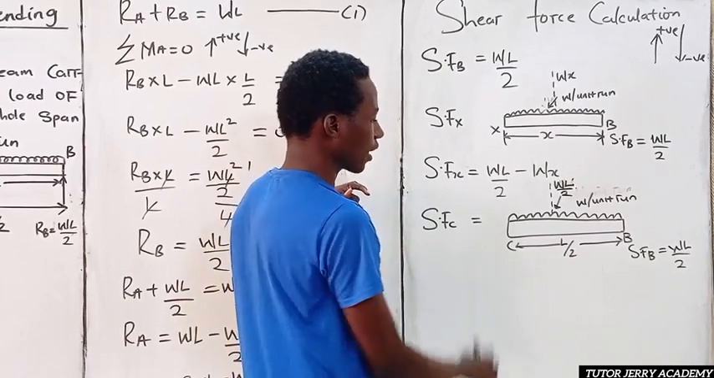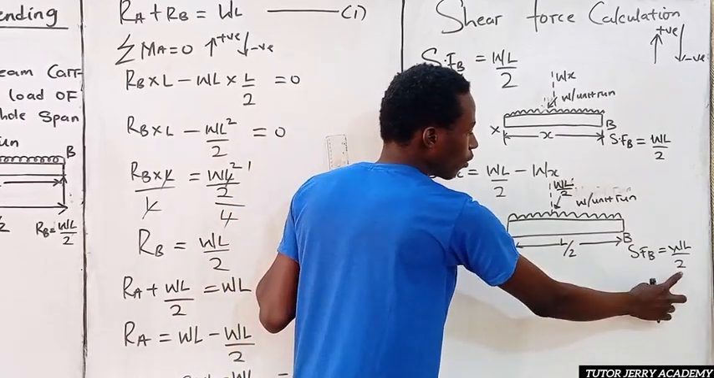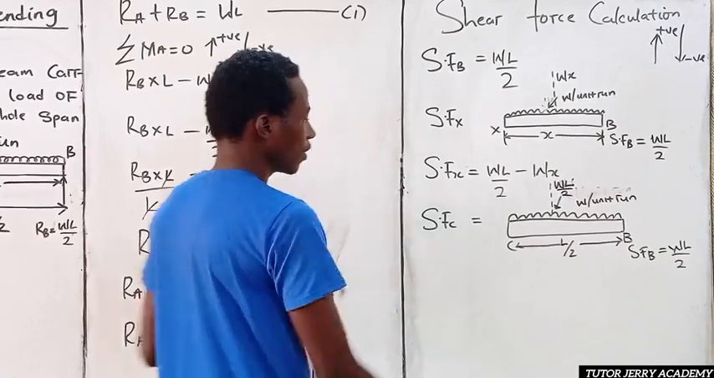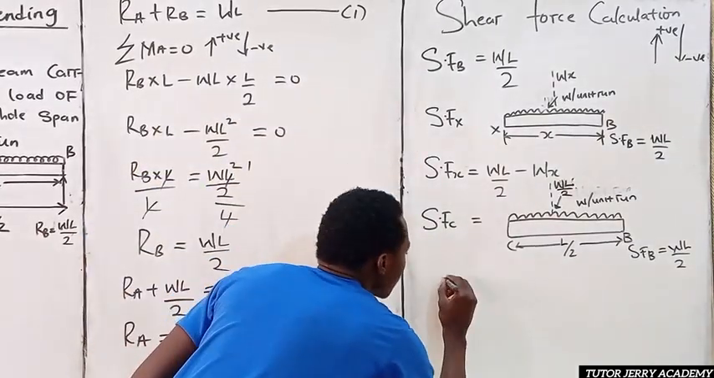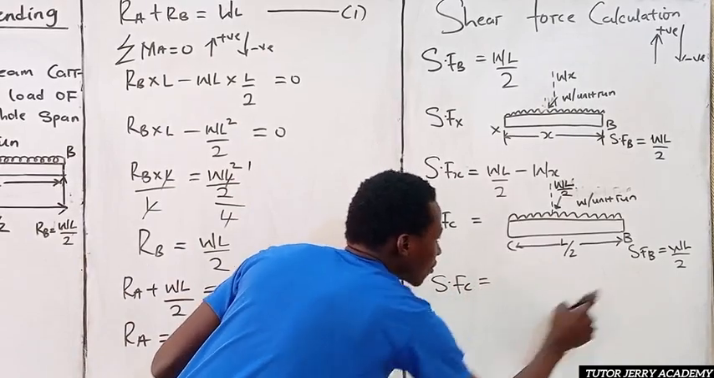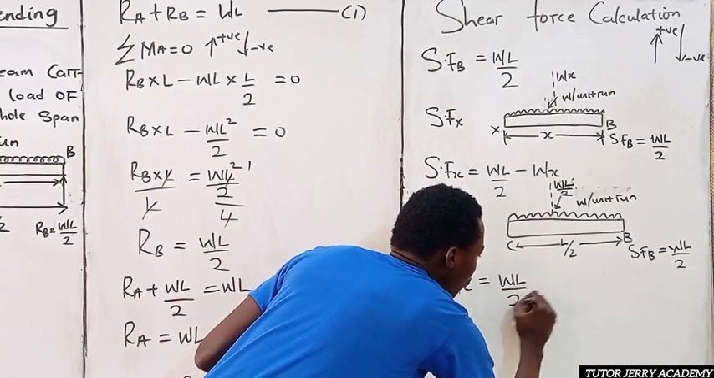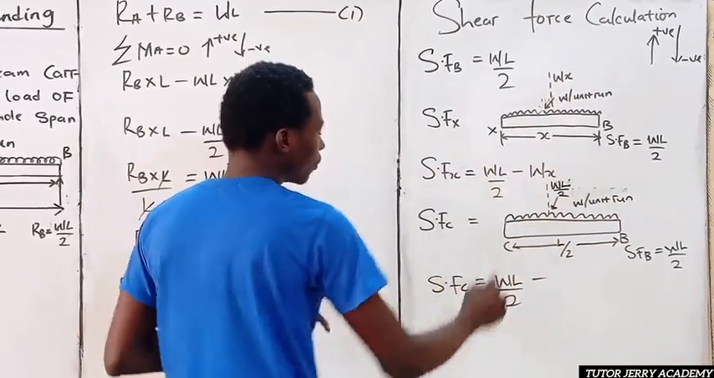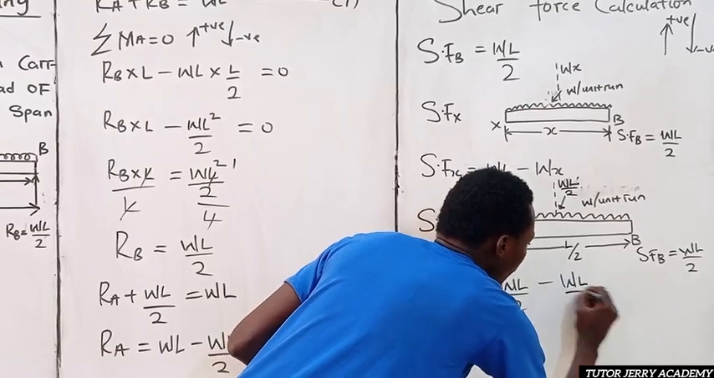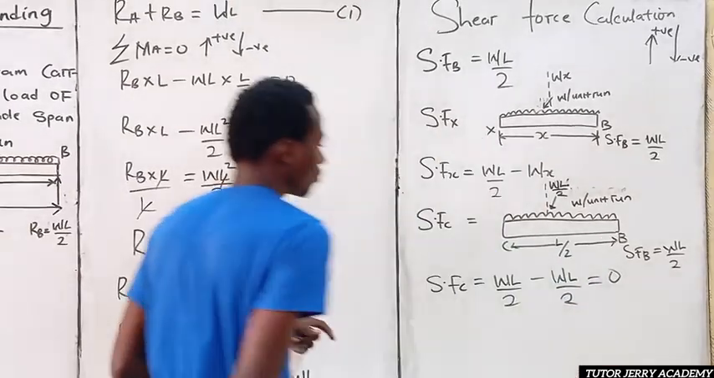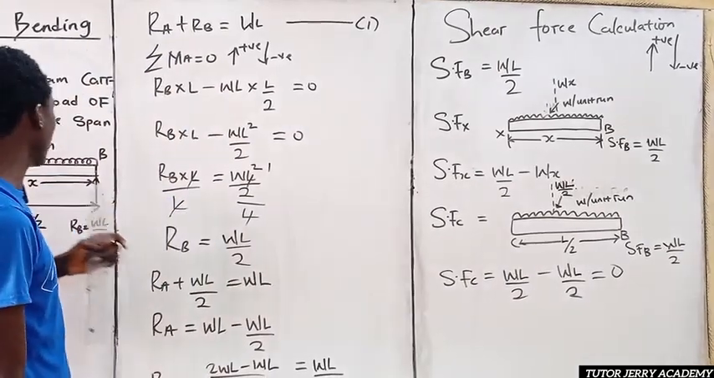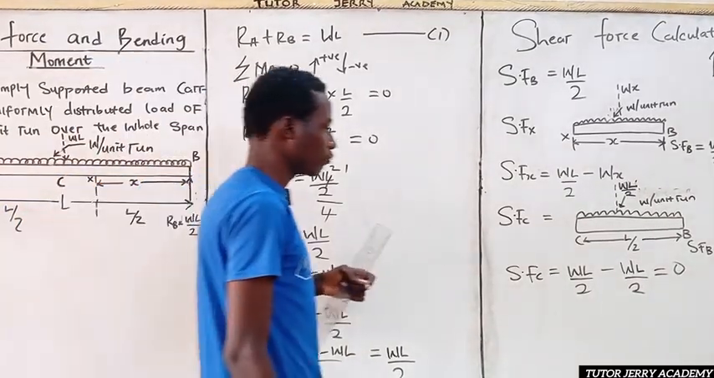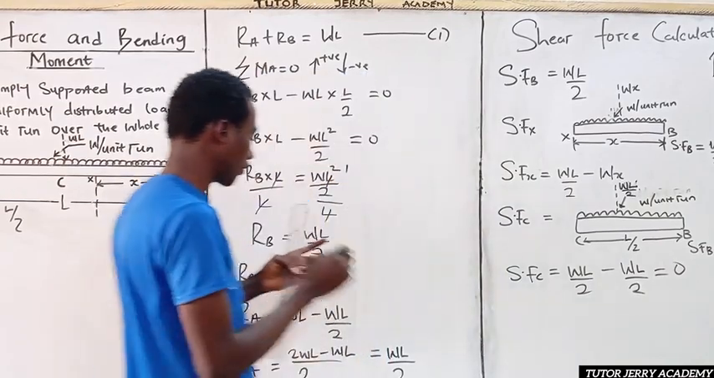So to get the shear force at C, it will be nothing but WL all over 2 minus WL all over 2. So that's how to get the shear force at C. So shear force at C will be equals to WL all over 2 minus, we are putting minus here because we have already taken all downward forces to be negative. So we have minus WL all over 2. So this will be equals to 0. So at the point where shear force is equals to 0, that is where we have the maximum bending moment. So this is what we have as our shear force at C.